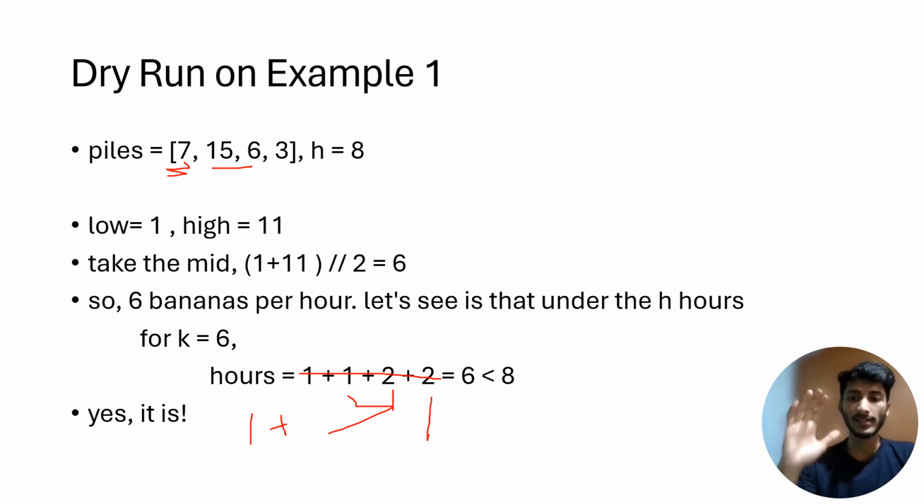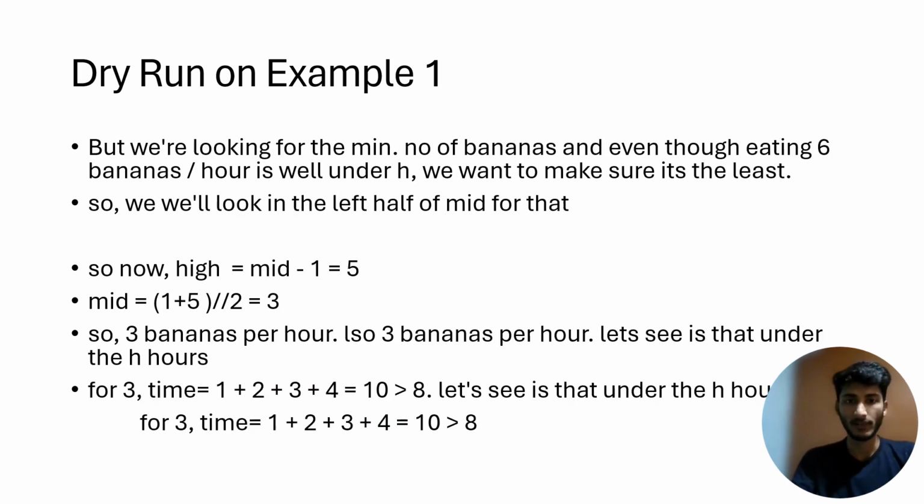So even though 6 is a lesser value than 8, in order to make sure that it is the final answer, we have to look in the left half of the range. So what I will do is decrease my range from low to mid minus 1, right? So that's what I do here. I will take high equal to mid minus 1, which is, previously the mid was 6, so now it will become 5. Now I'll again recalculate the mid.